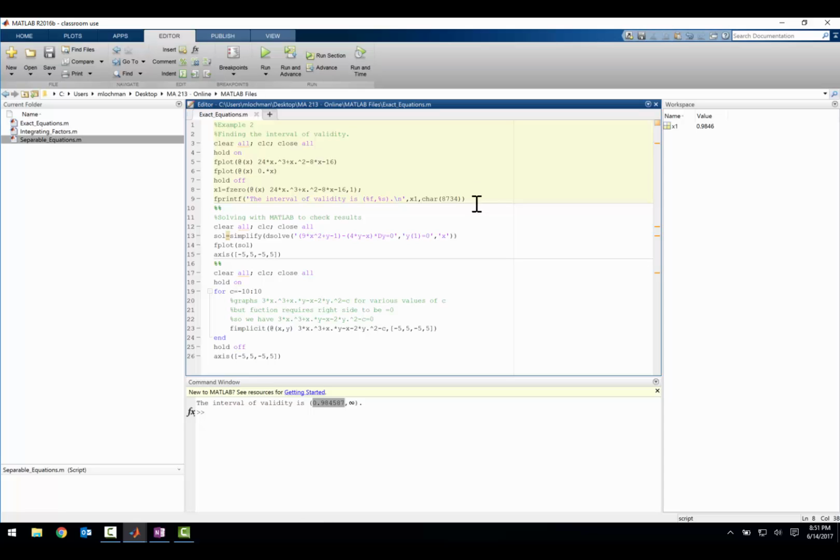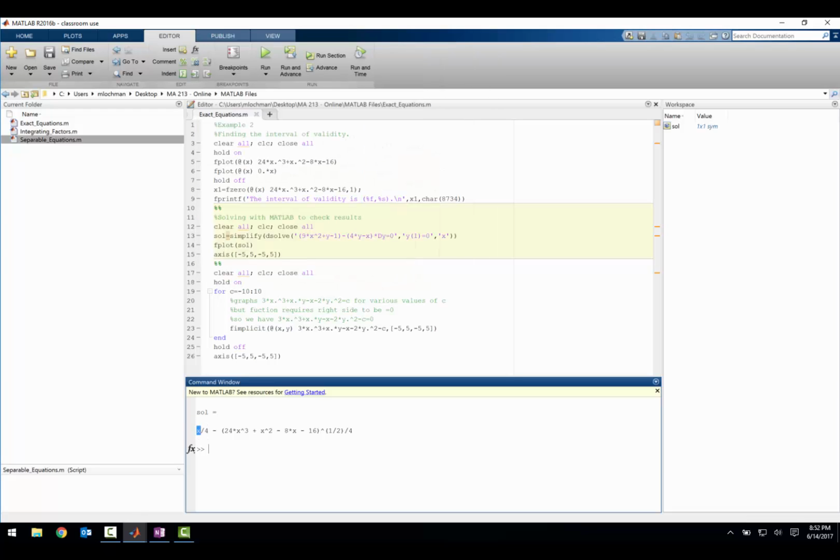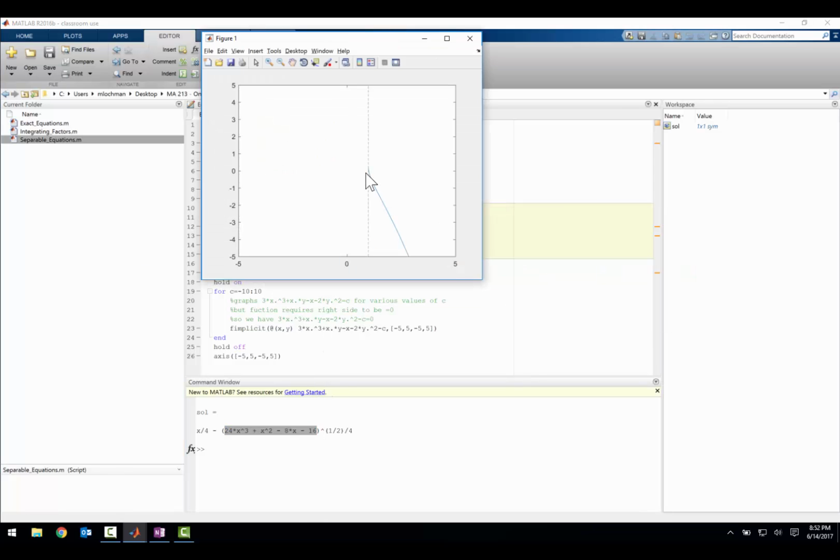Now, in the next cell, I've programmed in the differential equation just to check our answers and to look at what it looks like. This is the answer. These things are both over 4. It's split up: x minus this stuff to the 1/2 power, so the square root of this stuff, which is exactly what we had. Looking back at the graph, the blue part is the solution. This dashed line indicates that it becomes vertical there, and that's why it stops.